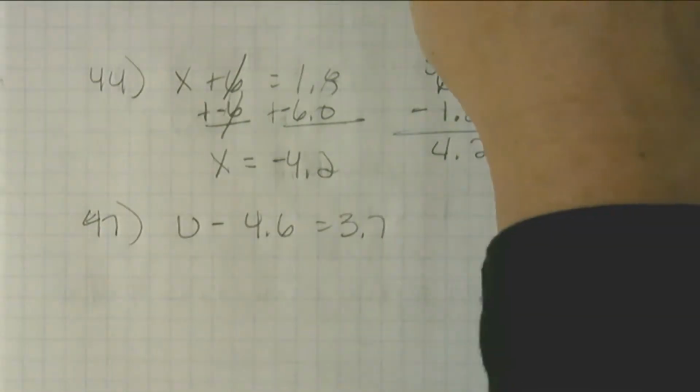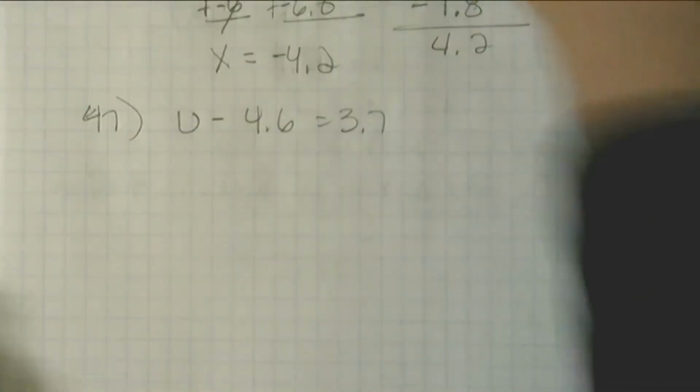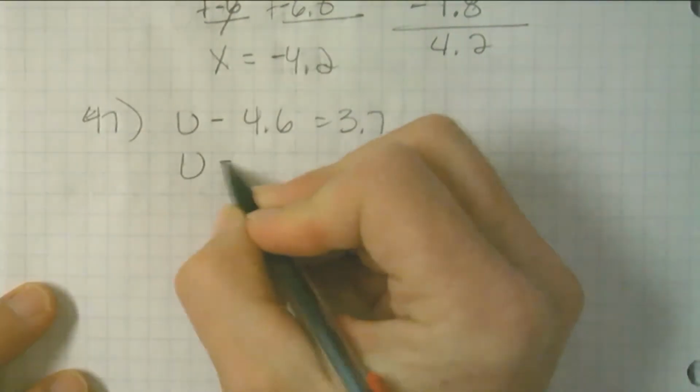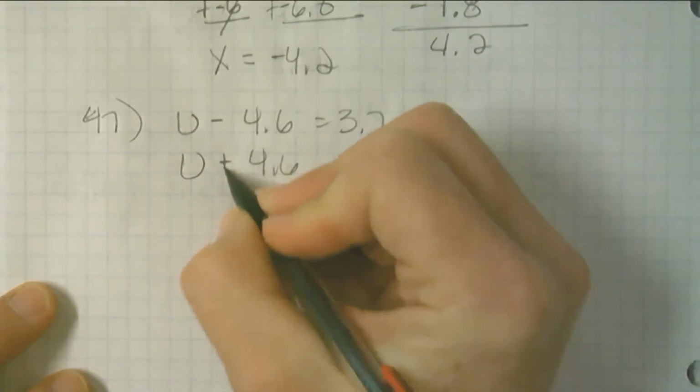So AJ, even for me now, I will do this a lot. I will do it most of the time. Always change subtraction to addition and the number after to its opposite. That one small thing, a lot of times, alleviates a lot of mistakes. All right, so I have u minus 4.6. I'm going to do plus a negative 4.6.